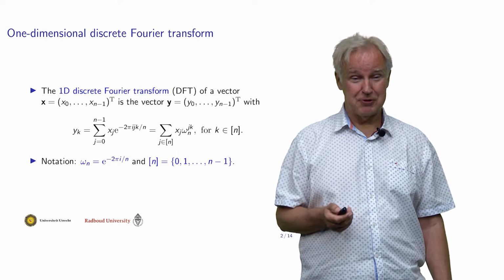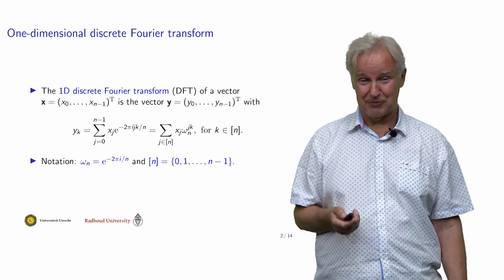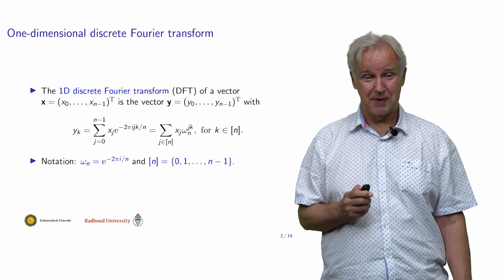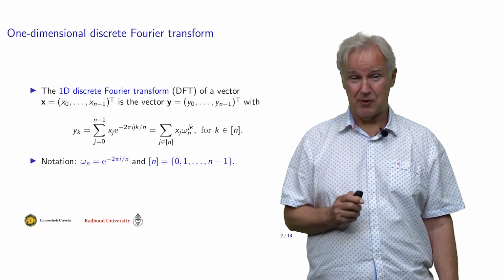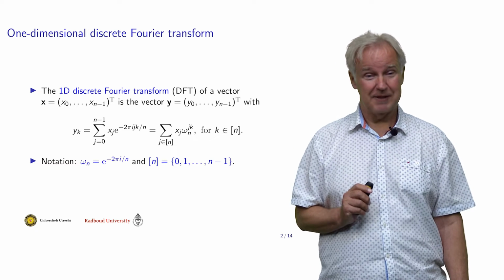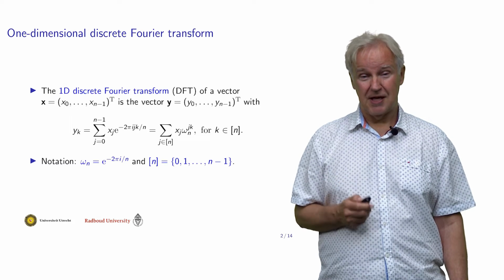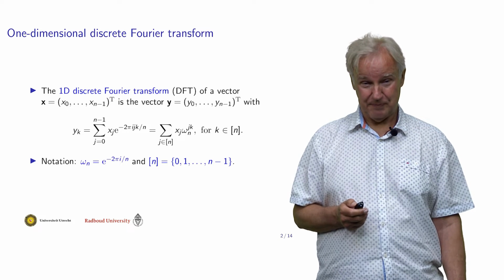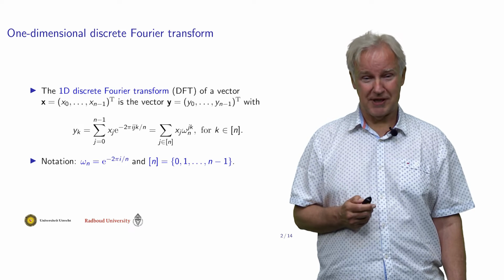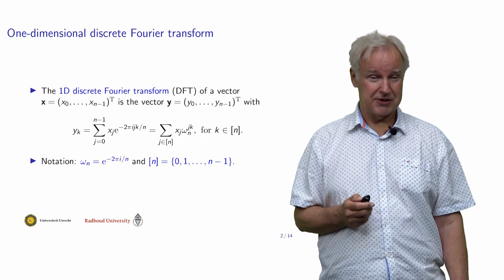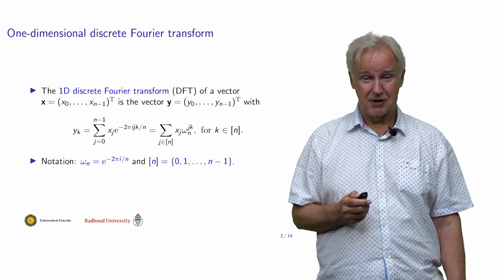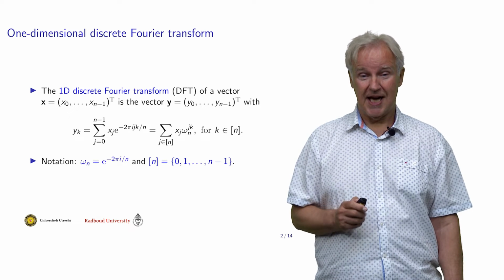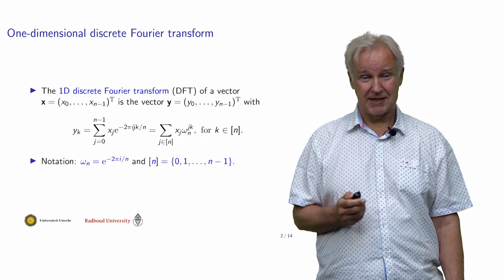And since we don't want to use all the letters of the alphabet when talking about the formulas, we have introduced a short notation: omega_n is e to the power minus 2 pi i divided by n, and this helps us in writing the formula as it is to the right of the y_k. Also, it is very useful to have an abbreviation for the set of indices 0, 1, 2 up to n minus 1, and this abbreviation will be just n between square brackets, and that gives the formula that you see.